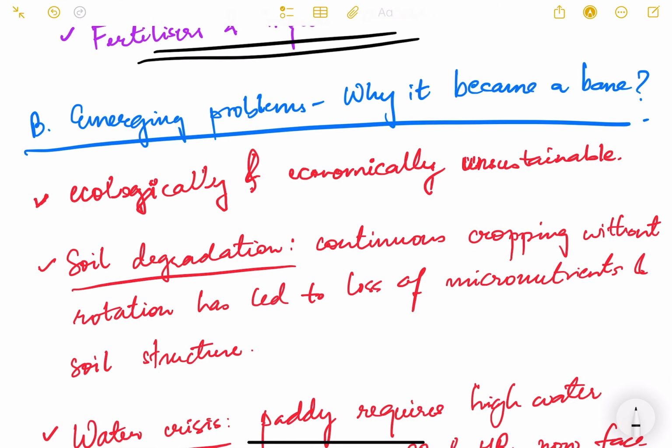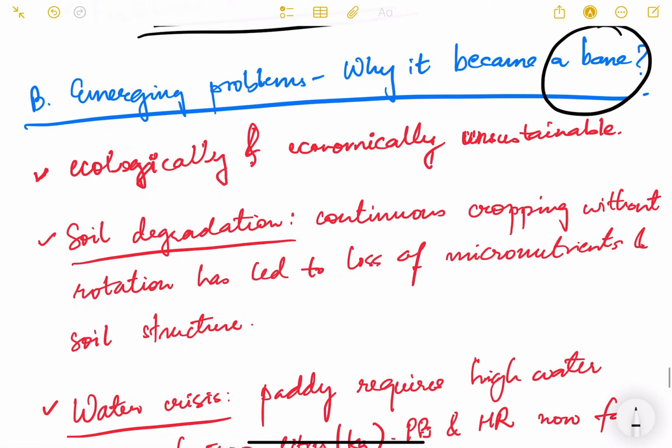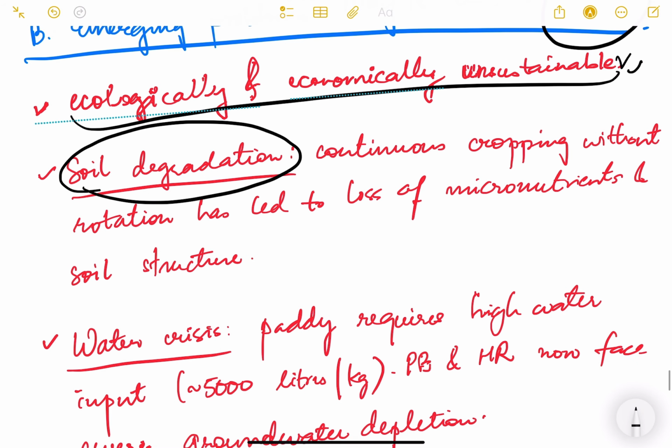What were the emerging problems? Why did it become a bane? It led to monoculture. We saw a lot of ecological damage and regional imbalance also. So what were some of the problems caused because of this rice-wheat system? Despite the initial success of the rice-wheat system, it became ecologically and economically unsustainable, right? As I have explained to you before, because of soil degradation. Continuous cropping without rotation has led to loss of micronutrients and soil structure. Excessive use of fertilizers is also one of the reasons.